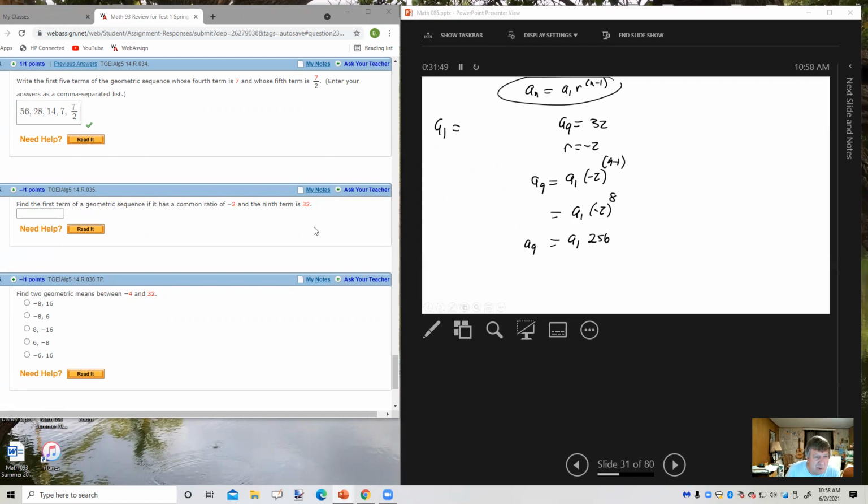But we also know that a sub 9 is 32, right? They told us that. So that means a sub 1 times 256 equals 32. This equals that. Divide both sides by 256. A sub 1 equals 32 over 256. Let's see if that reduces to a nice fraction. 32 divided by 256 comes out to 0.125. And that is 1/8.